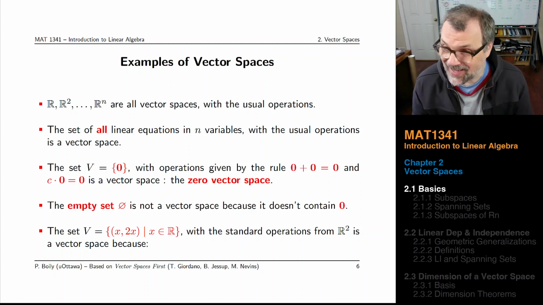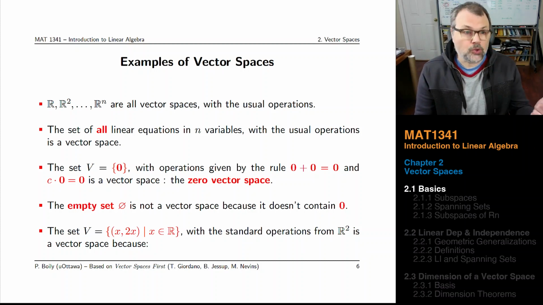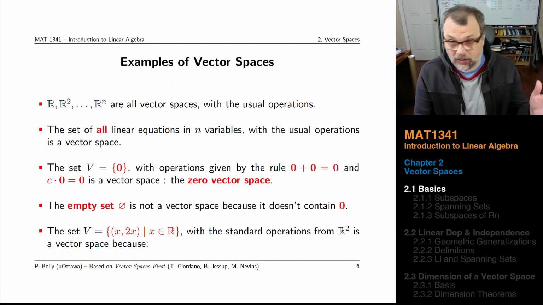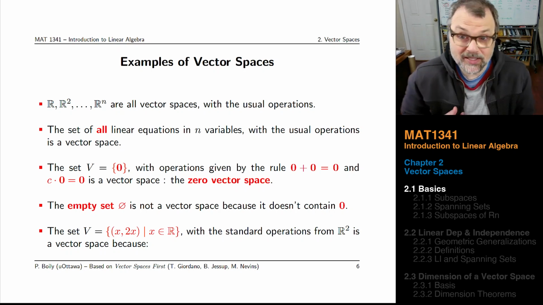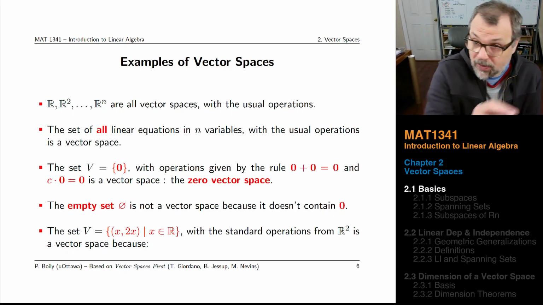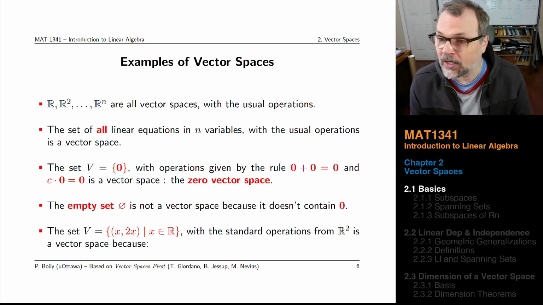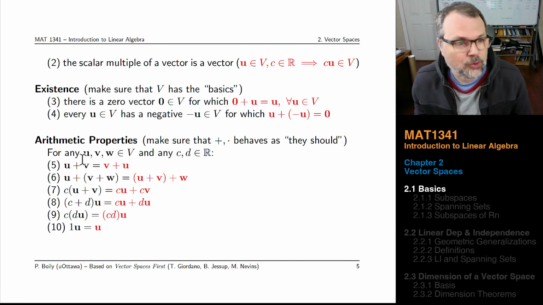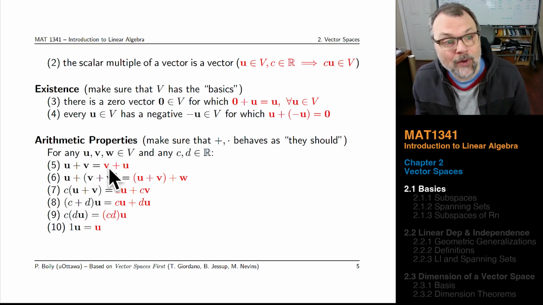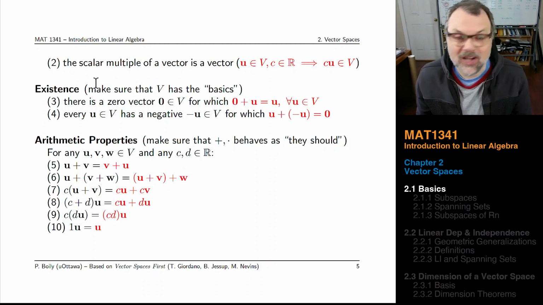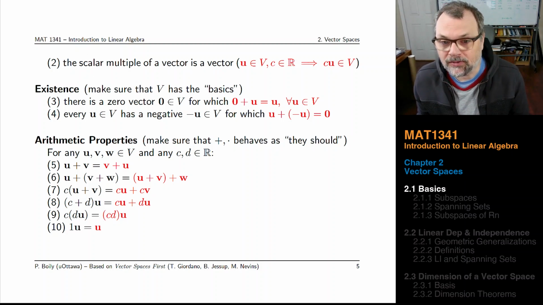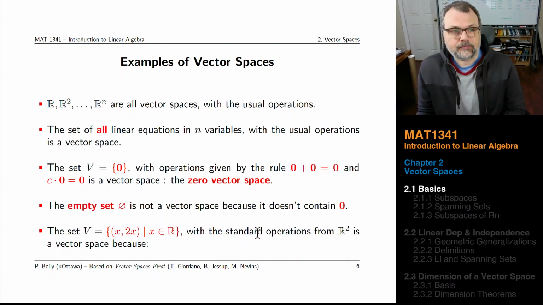Here are some examples. R, 2 space, 3 space, n space, all of these are vector spaces if you use the usual operations. And that shouldn't be surprising, right? Because we use these spaces as the prototype for what a vector space should be. Like these operations we see here, certainly 5, 6, all the way up to 10, we've basically said, well, this is how n space behaves, and I want something like this. The other ones are less obvious, but they're also properties of n space.